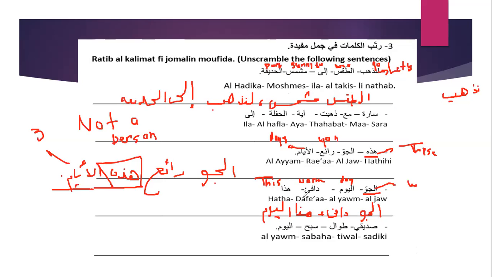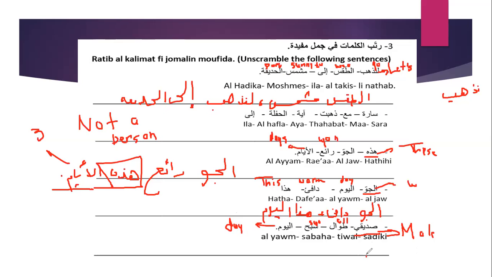Now let's take, please, the last sentence. صديقي is what? My friend. It's actually a male friend. Okay. سبح, swam. اليوم, day. Okay. What do you mean by tiwal? Here we have tiwal, something new. Tiwal is all. Okay. So what does it become? My friend swam the whole day.